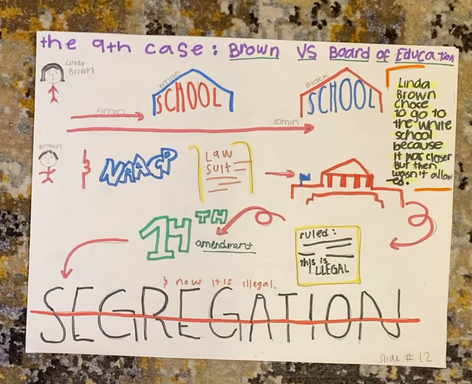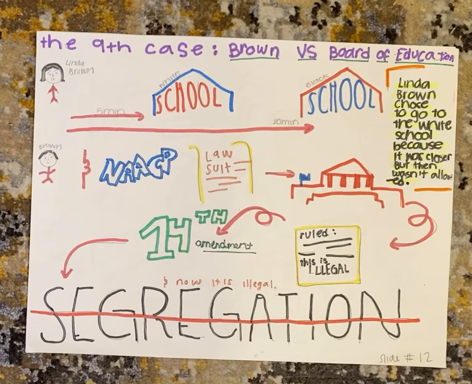Next is the Brown versus Board of Education case, which took place in 1954. For the 50 years after Plessy versus Ferguson, kids continued to attend segregated schools. Linda Brown was a schoolgirl whose father sued the local school board because she was forced to attend an all-black school inconveniently, since the all-white school was closer to home.